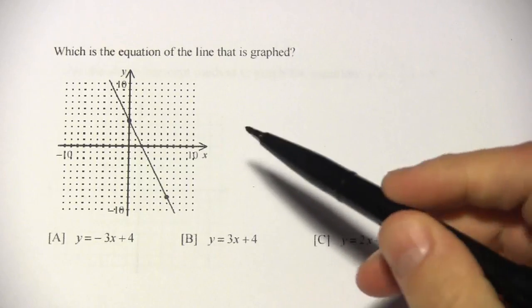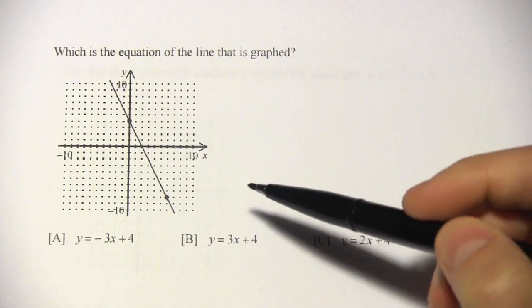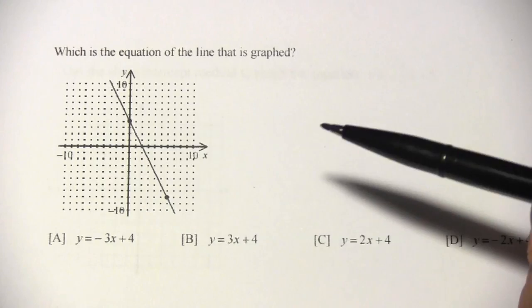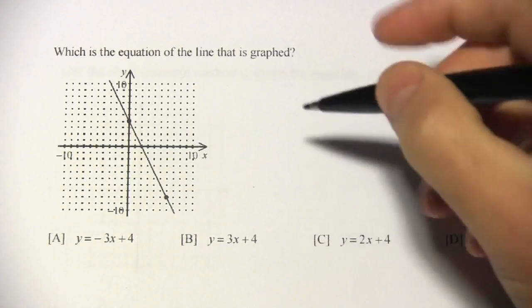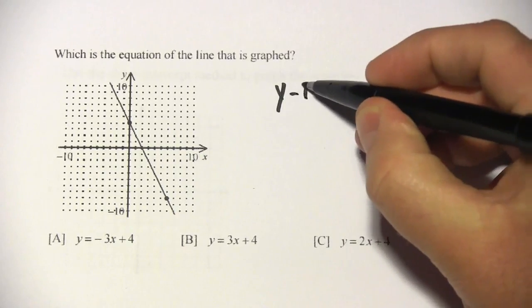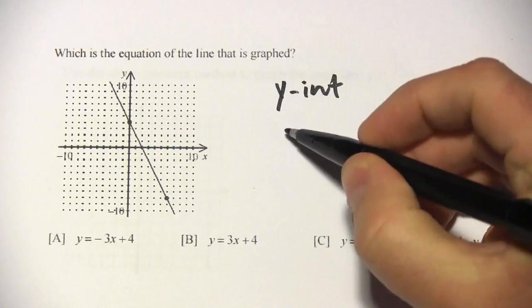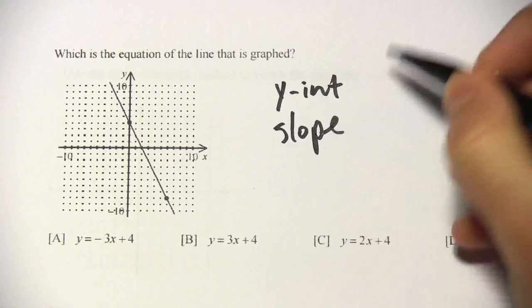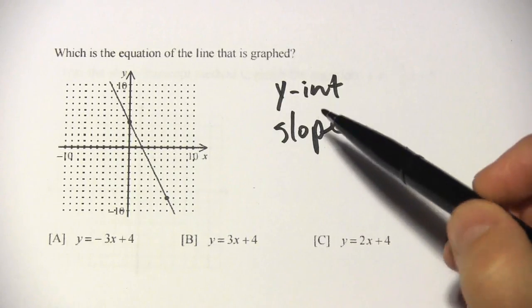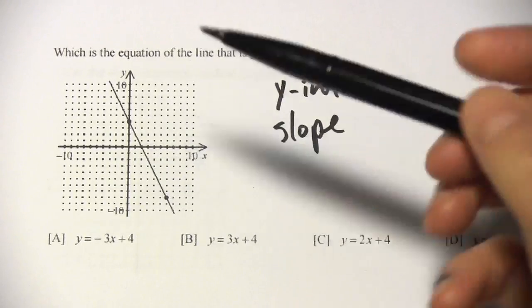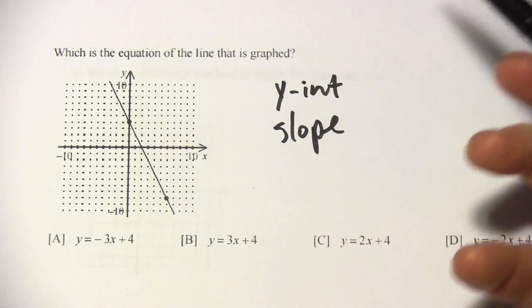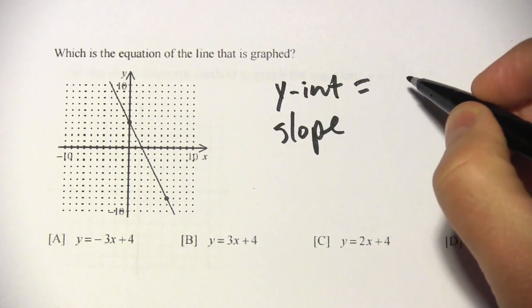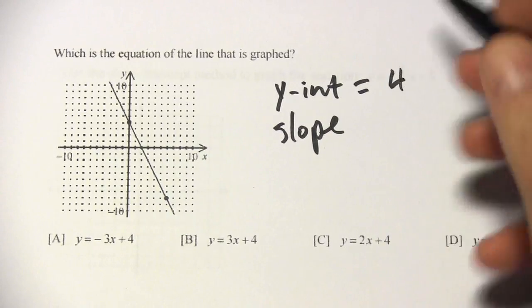In these problems, we're working on writing equations of lines when we're given the graphs. There are two things we really need to pay attention to, and that is the y-intercept and the slope. The y-intercept is where a line crosses the y-axis, and you can see they've actually got that point plotted here, and that is at a positive 4. So the y-intercept here equals 4.